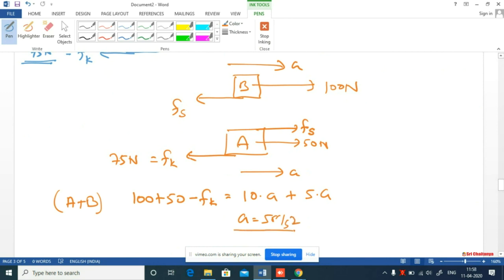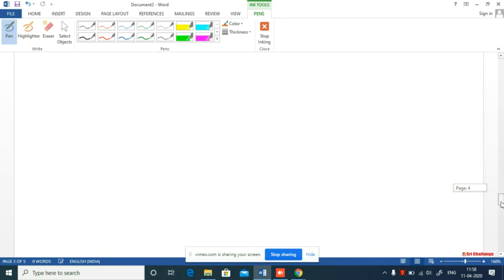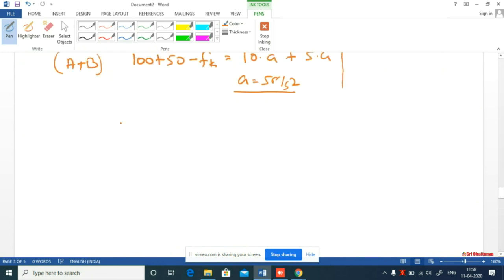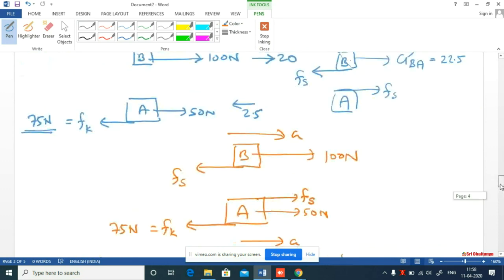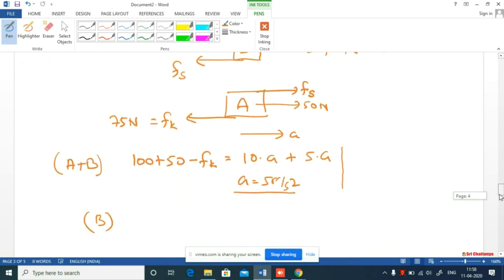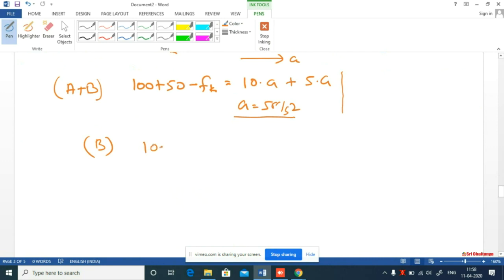So this we have. And from here, if you need to find the value of static friction, just draw the FBD of B or just draw the FBD of A. So if I'm drawing the FBD of B, the two forces: 100 forward and Fs backward. So 100 minus Fs is equal to mass into acceleration. So this implies Fs is equal to 75 Newton. Right. So Fs is equal to 75 Newton.